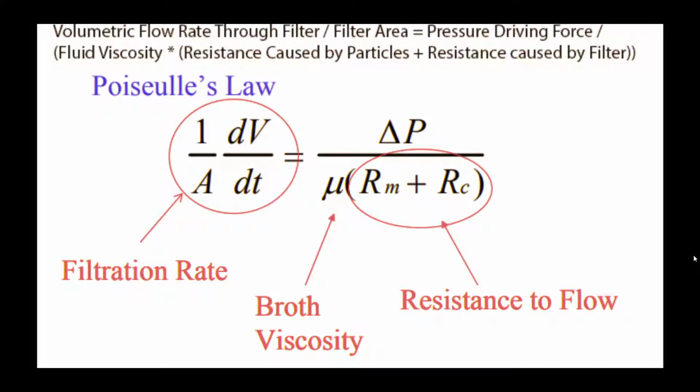Quick explanation about what's happening through filtration. In general, the filtration rate, or the flux through the filter, is based off of the pressure driving force, or the amount of pressure that you're applying to push that liquid through that filter, and then the broth viscosity, which is the viscosity of the fluid, again related to temperature and all of those things. And then lastly is the resistance to flow. The resistance to flow is the resistance caused by the filter itself, as well as the resistance caused by the particles that are building up on the filter.